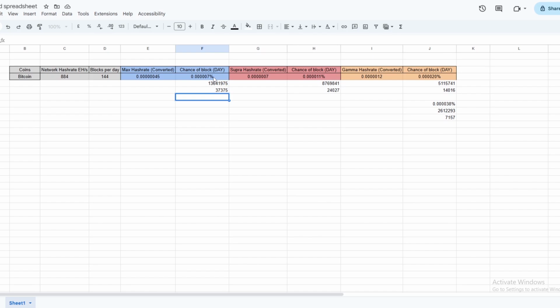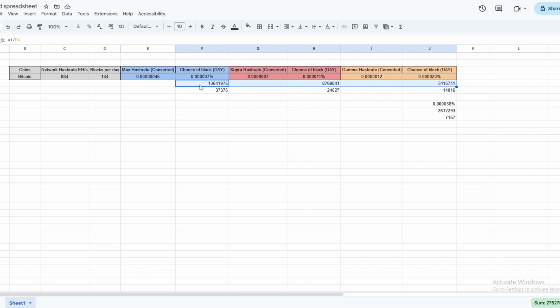Now, alternatively, that is very different to 1 in however many days. So this percentage doesn't really mean much when you're looking at it in terms of probability. So to actually get the amount of days that it would take, so as in like 1 in 3 million days, that's how long it would take on average. All you have to do is take the number 1 and divide it by the percentage. And it should give you the daily figure that we've calculated out here in this row. So I believe that that's 13 million days, and this is 8.7 million, and this is 5.1 million days.